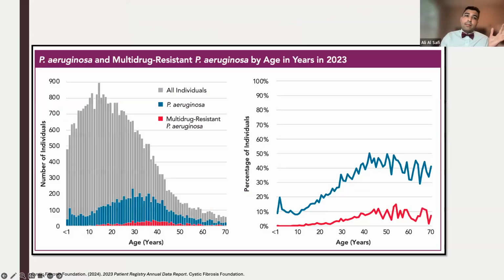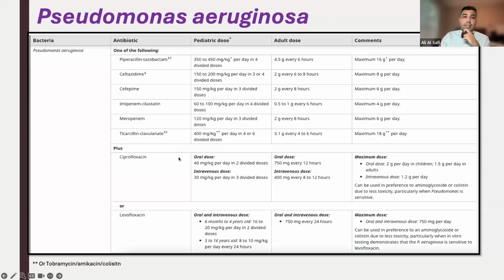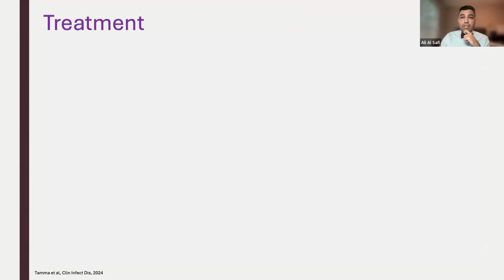And if you look at the prevalence of multi-drug resistant Pseudomonas, it goes up and down, especially with age, but Pseudomonas in general has been increasing as we get older. This table shows the regular antibiotics that we use for typical Pseudomonas, but once it's resistant, we cannot use any of those. So that brings me to the new beta-lactam agents.